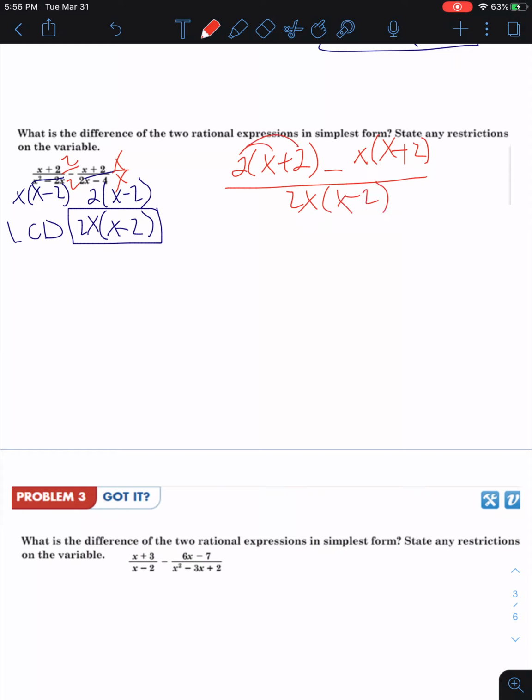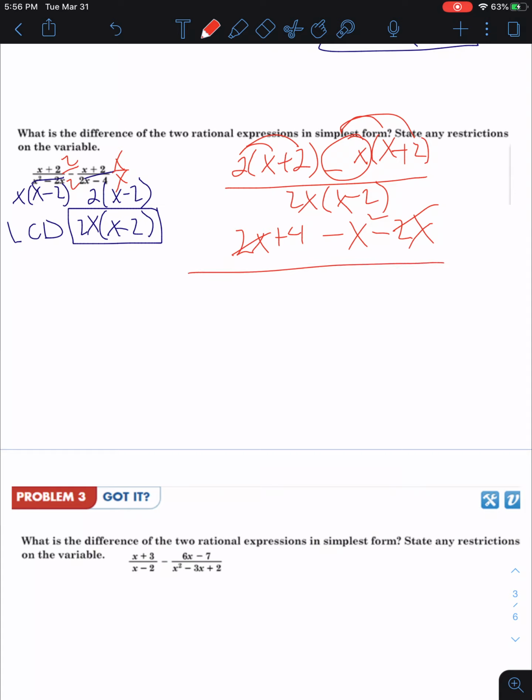Distribute. That'll give me 2x plus 4 minus, and then I'm going to take the minus x and distribute that, and that would give me minus x squared, and then minus x times 2 would give me negative 2x. Well, notice my negative 2x and my positive 2x will cancel.